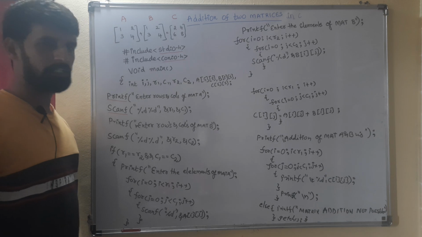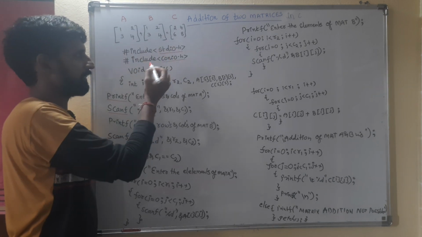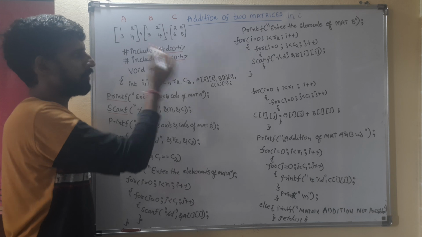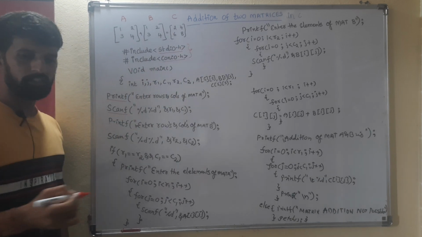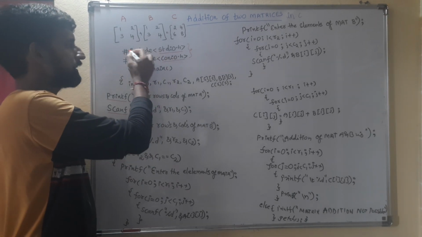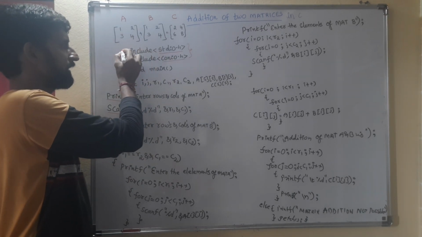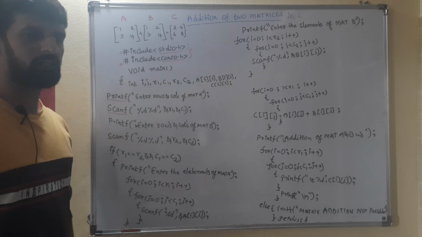Now we'll see the program. Hash include stdio.h, hash include conio.h. So these two are called header files. Now you see, hash is called a preprocessor directive.